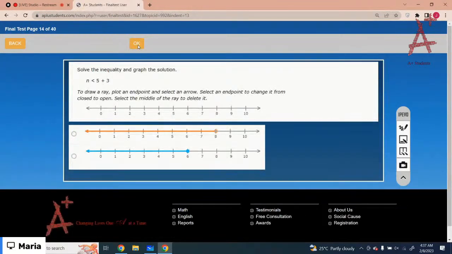Okay, solve the inequality and graph the solution. n is less than or equal to 5 plus 3. So 5 plus 3 is 8. So n is less than 8. So which option is the correct one? Option 1 or option 2? N is less than 8. That would be option number 1. Got it? You have an open circle at 8 because 8 is not included. And also it is n is less than 8.